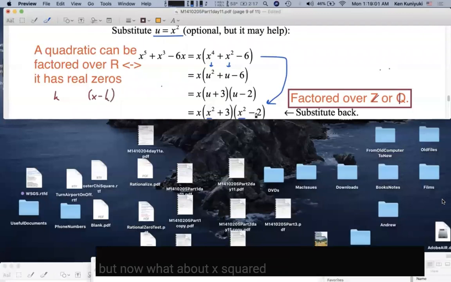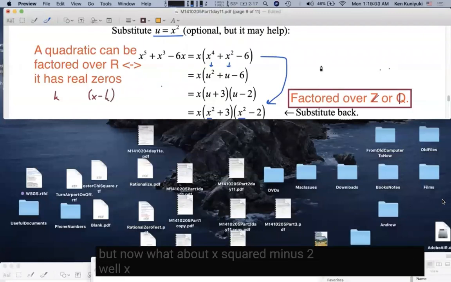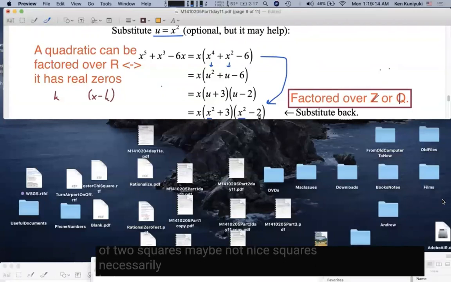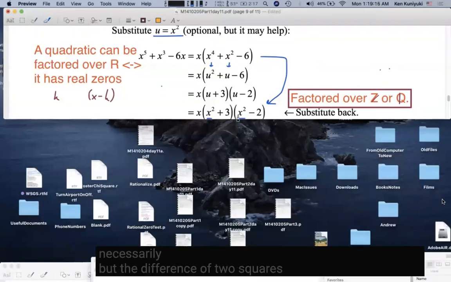But now what about x squared minus 2? Well, x squared minus 2 does have real zeros. And you can think of this, in fact, as a difference of 2 squares. Maybe not nice squares necessarily, but the difference of 2 squares. How could you factor x squared minus 2?